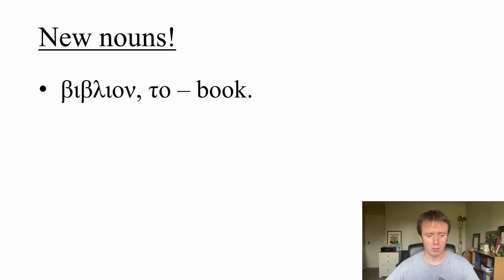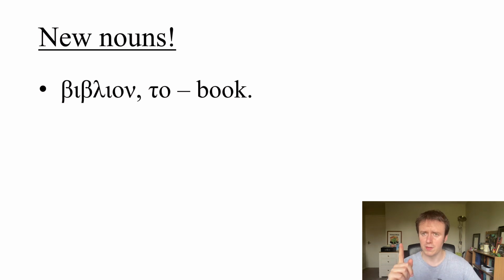Biblion is a neuter noun, which you can tell from the to following it. Biblion means book. Okay, a biblion is a book. And in particular, technically, it's a little book, because that ion suffix is a diminutive suffix. That is to say, it makes the word a little version of the original word. The ion part makes it a smaller version of the original word.